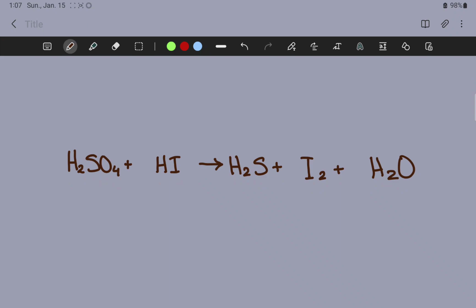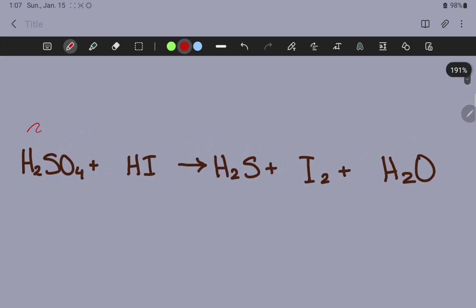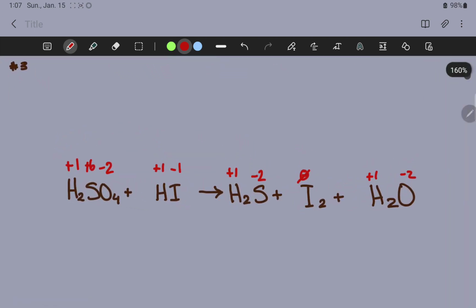and water. So going ahead and doing our oxidation numbers, we're going to do the ones that we know. So we know that hydrogen is going to be positive 1. Sulfur we don't know, oxygen is negative 2. Halogen, so it's a negative 1, positive 1. Neutral for elements. Going back and doing this, doing math, 8 minus 2 is 6. This is negative 2.